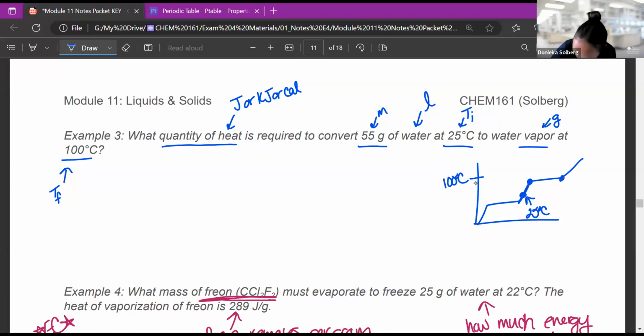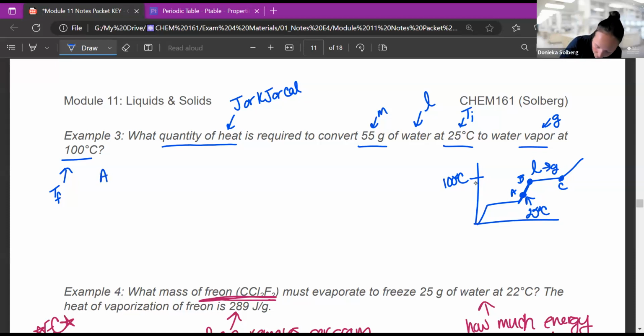So I'm going to have to go from here to here as well, still at 100 degrees Celsius, but I'm going to have to go from liquid to gas. So there are two sections to this calculation. I have from A to B and from B to C. These are going to be my two calculations that I'm going to have to add together to get the total energy to convert 55 grams of water at 25 degrees Celsius to water vapor at 100 degrees Celsius.